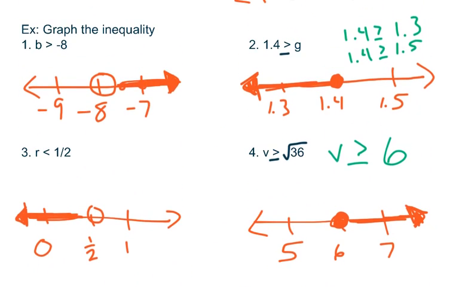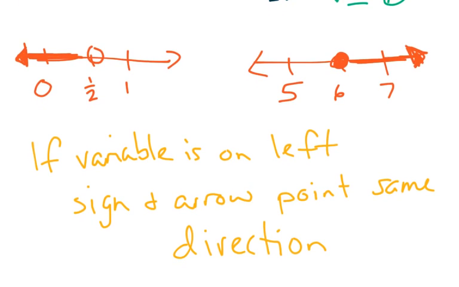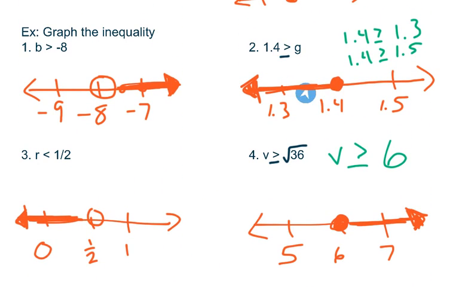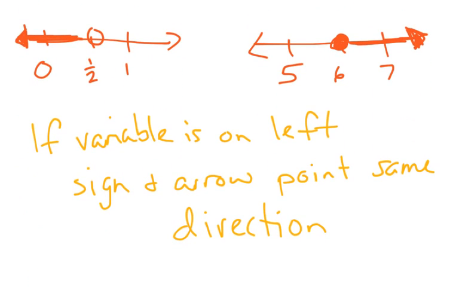So in 1, 3, and 4, the variable was on the left-hand side of the inequality. Sign pointing right, arrow pointing right. Sign pointing left, arrow pointing left. Sign pointing right, arrow pointing right. So if the variable is on the left, the sign and arrow point the same direction. Conversely, if the variable is on the right, then your sign and arrow go opposite directions. Just something to keep in mind as you start graphing this. We'll be graphing inequalities quite a bit, so we'll get plenty of practice.